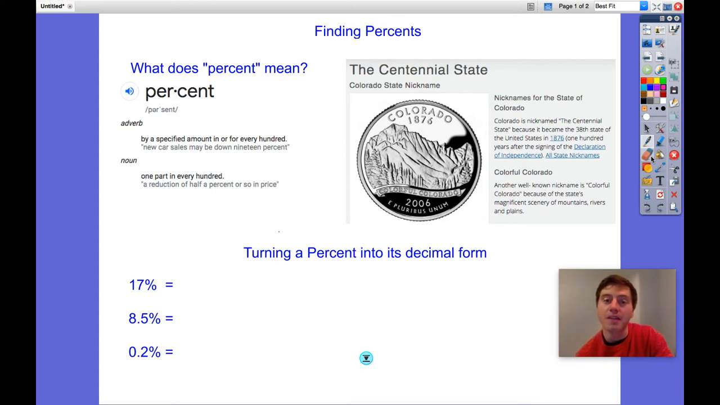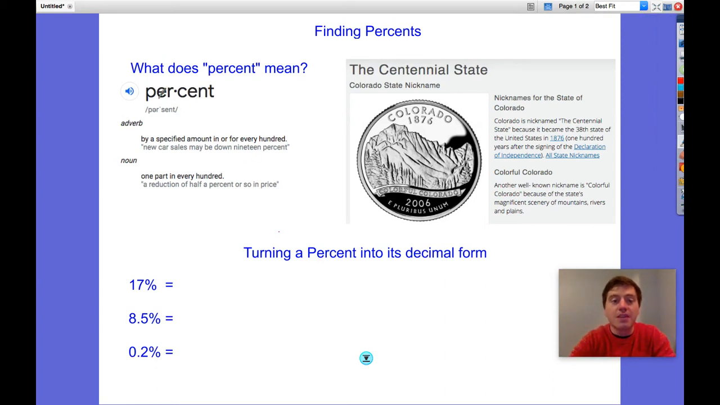Kind of breaking it up into even parts. Cent means 100, like a 100th. So really, percent means for every 100. Here's a definition from the internet that I grabbed: 1 part in every 100. So it's saying per 100.